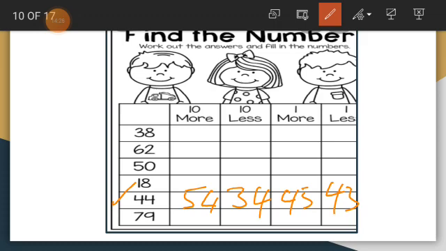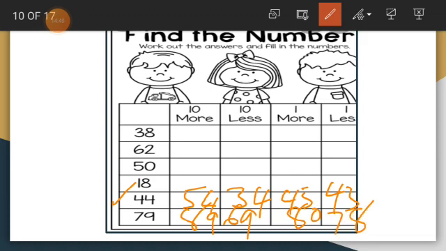Now the last number is 79. When we are going to add the 10 in 79, the answer will come 89. When we are going to subtract the 10 from 79, the answer will come 69. Add the 1 in 79, the answer is 80. When we are going to subtract the 1 from 79, the answer is 78.